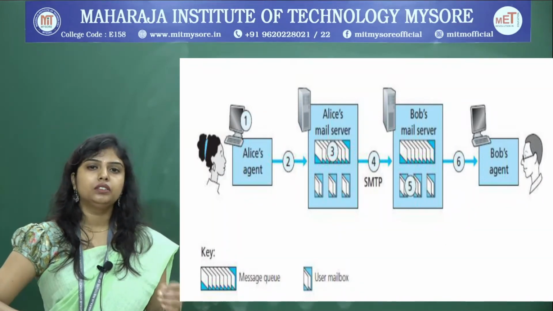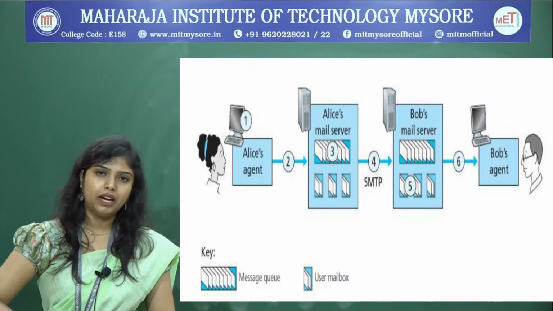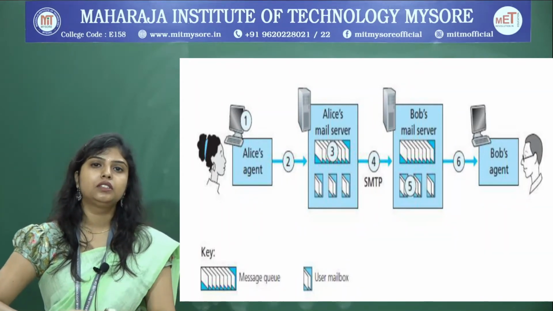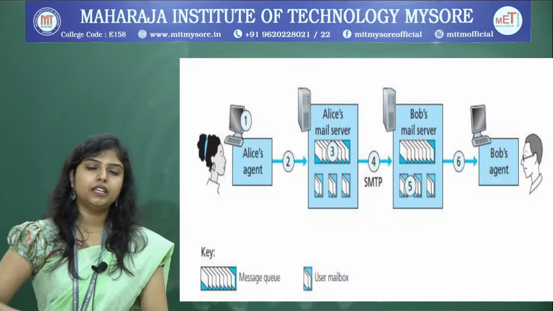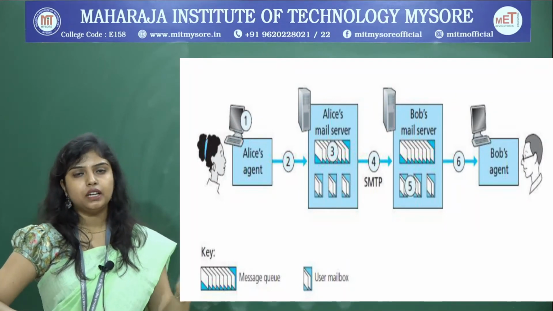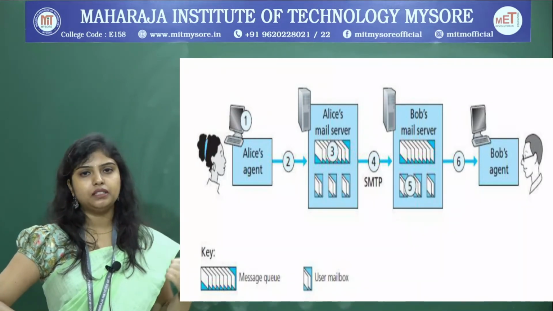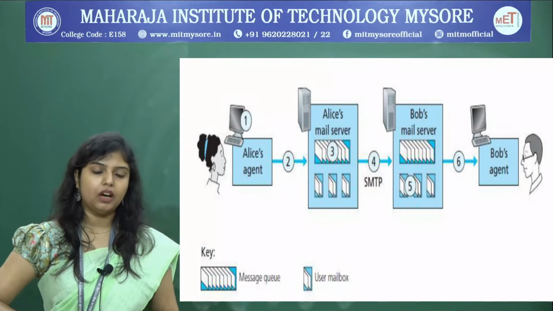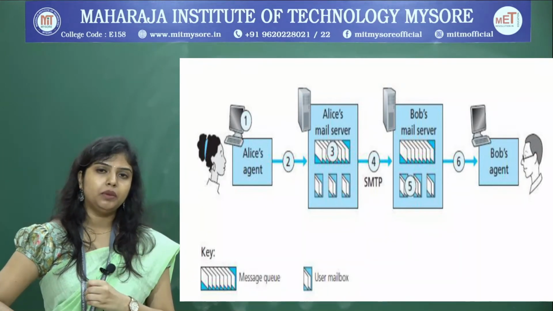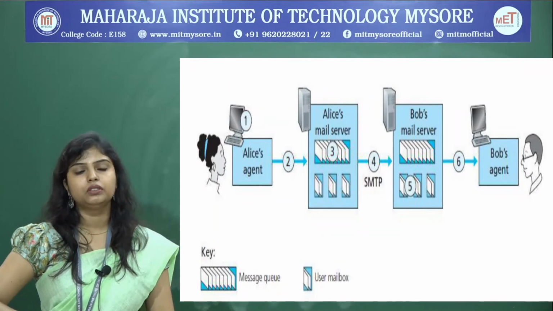After receiving, Alice's mail server will detect the message and Bob's email ID, and it will detect where Bob is present, in which mail server's network he is present. After detecting that, it will establish a TCP connection to Bob's mail server. After establishing the TCP connection, through the SMTP protocol the email is sent from Alice's mail server to Bob's mail server. After receiving it, the mail server will detect Bob's email ID and it will be sent to Bob's user agent or Bob's computer.